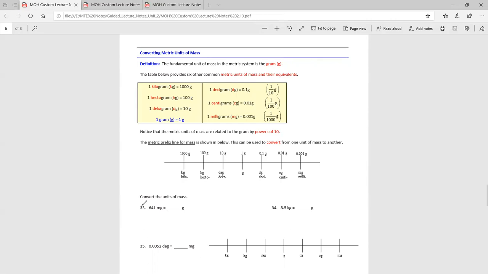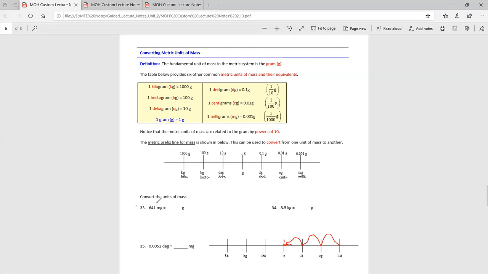Okay, so 33. We have 641 milligrams, and we want to convert this to grams. So we're starting with milli, and we want to end with the regular unit, the one in the middle, regular old grams. We start with milligrams, which is over here, and to get to grams we have to move left 1, 2, 3 times. That looks a little ugly. Let me just redo that. Still getting used to this device. There we go. So we're ending up at grams, and we move left 3 times.